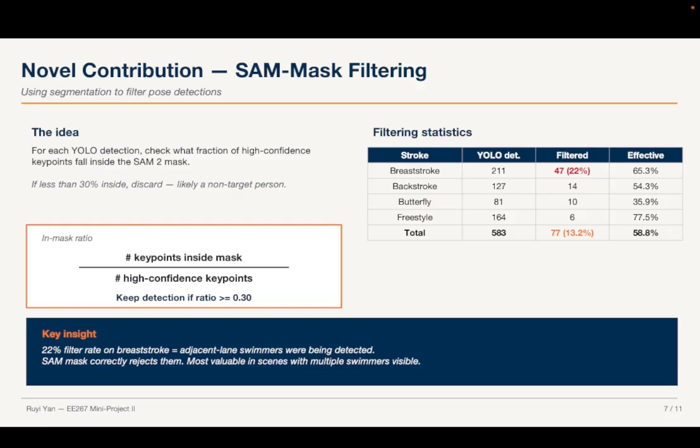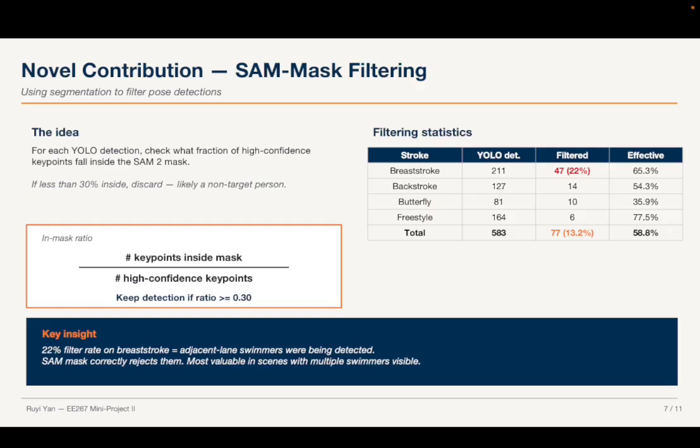Concretely, I computed the in-mask ratio shown on the slide. Numerator: key points inside the mask. Denominator: total high-confidence key points, with detection confidence above 0.3. If the ratio is less than 0.3, fewer than 30% inside, the detection is rejected. One edge case: if SAM2 produces an empty mask, which is rare, I keep the YOLO detection to avoid false rejections.